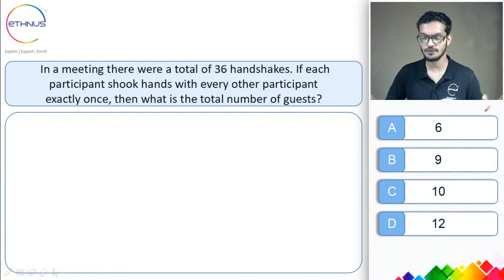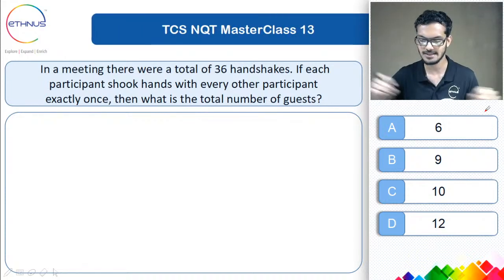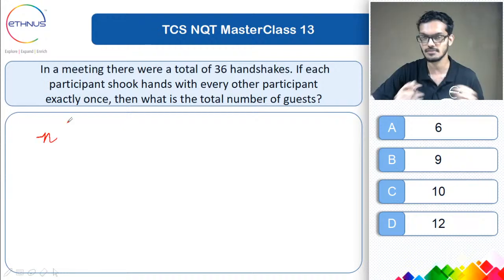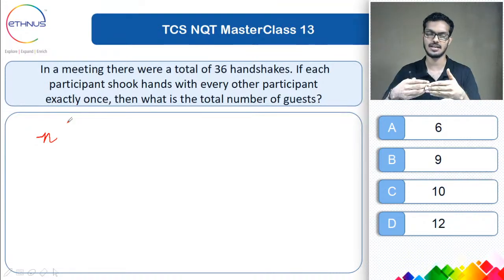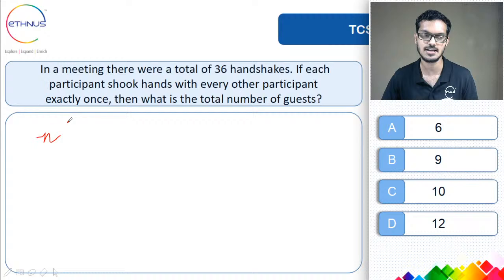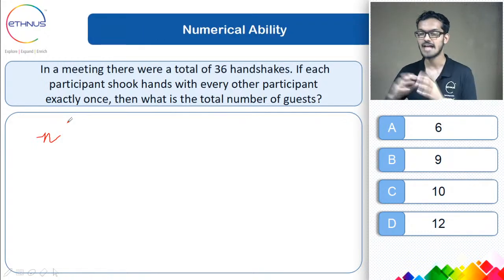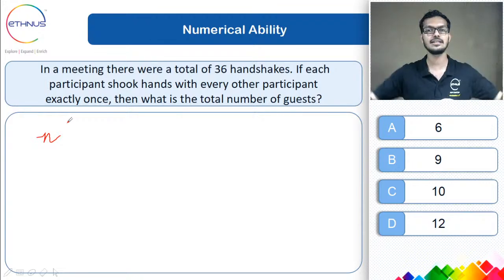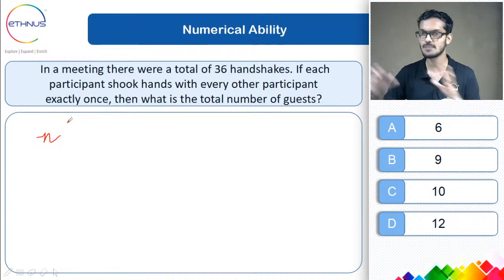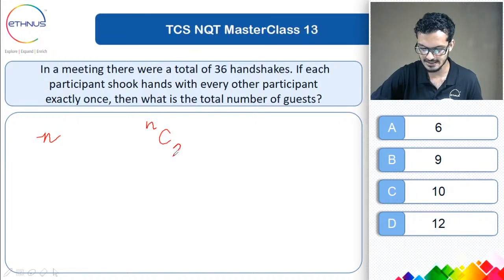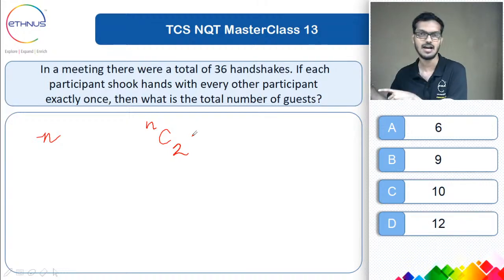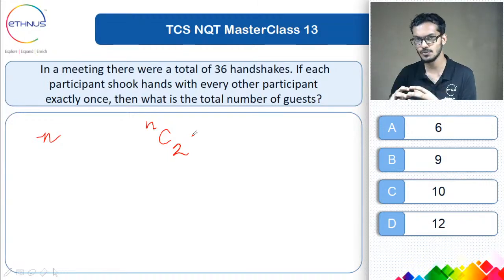So in a meeting, there were a total of 36 handshakes. Now, one thing, let me tell you: if there are n people attending the event, a handshake is possible between 2 people. That is how we consider a handshake. So if there are n people, out of n you'll be selecting 2 people to get one particular handshake. So it's something like selection. This is a problem based on selection, which is about combination. So nC2 is the correct answer here.